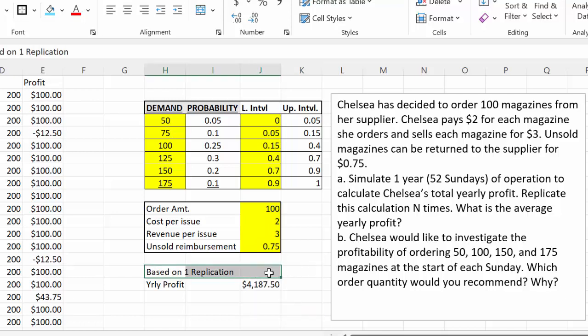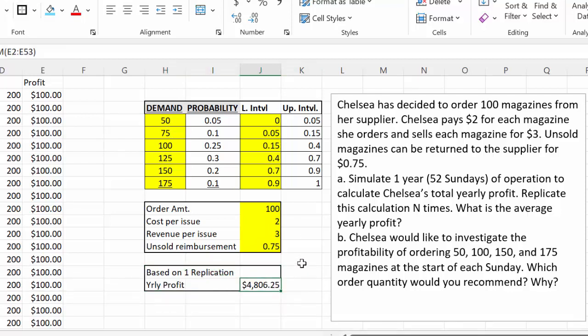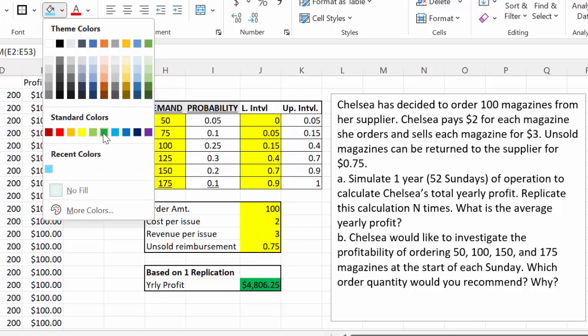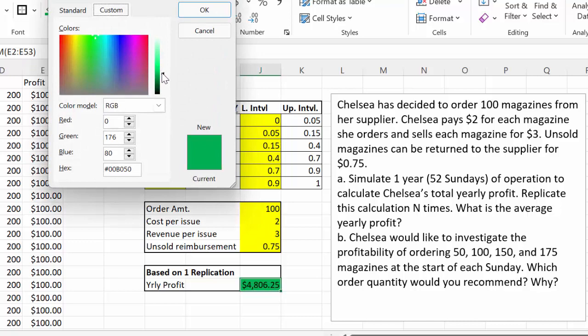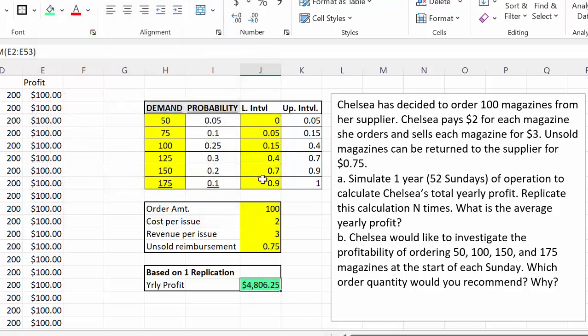Now what we want to do is put this into a table. Also, since this is output, and output is in green, we'll put that into green. Let's make this bold so it pops. And we'll make this nice and light so that it's easier to see the numbers there. Okay, so yearly profit based on one replication.